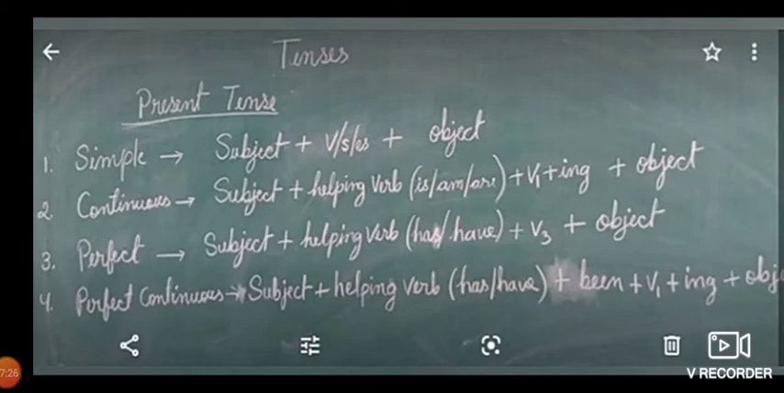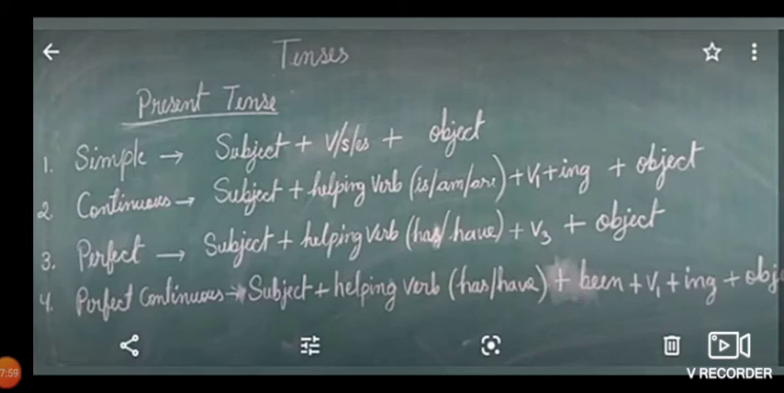Now, let us see your present perfect tense. The formula is subject plus helping verb plus has or have. Has will be used for singular and have will be used for plural. Then your verb in the third form and you have the object. Now, this is as earlier I told you, she has written a letter.